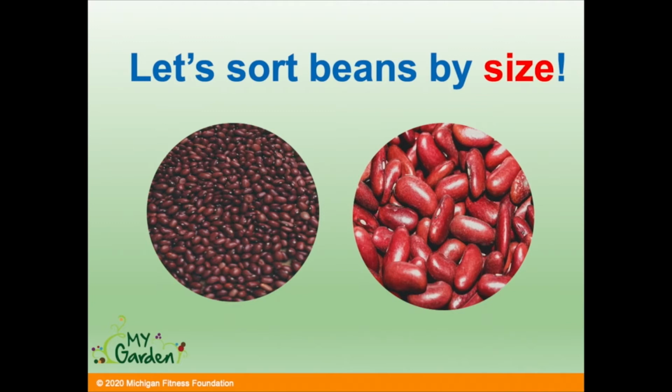Let's practice sorting by size. The black beans on the left are smaller than the kidney beans on the right. Although all beans are small, some beans are smaller or bigger than others.